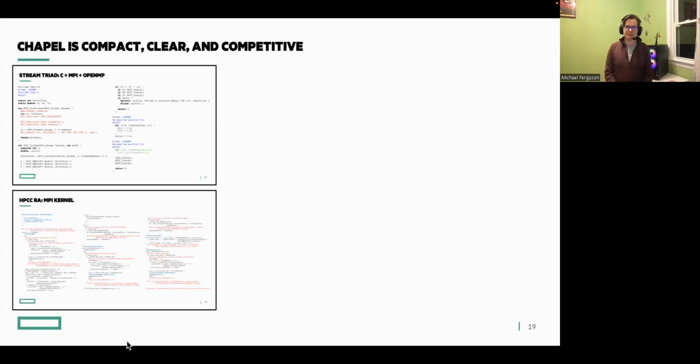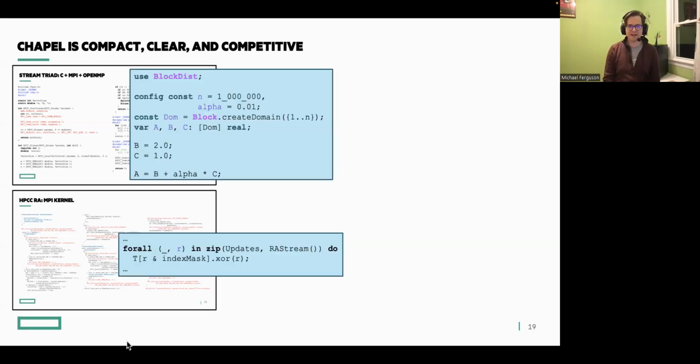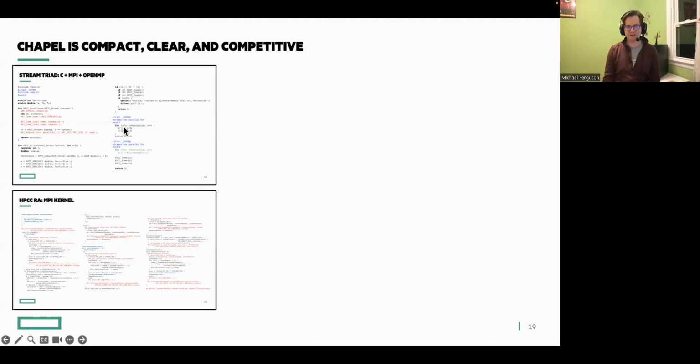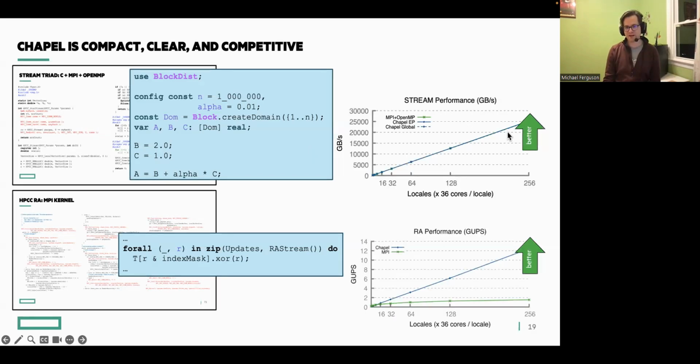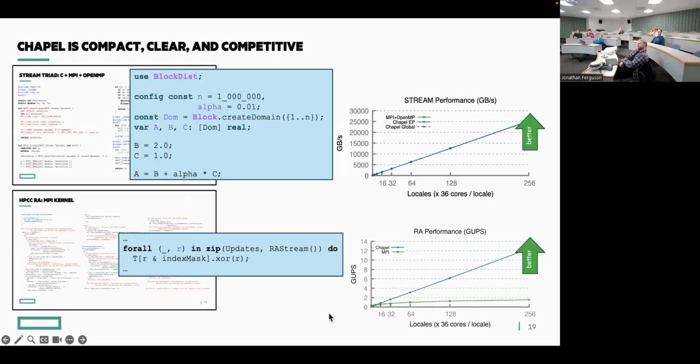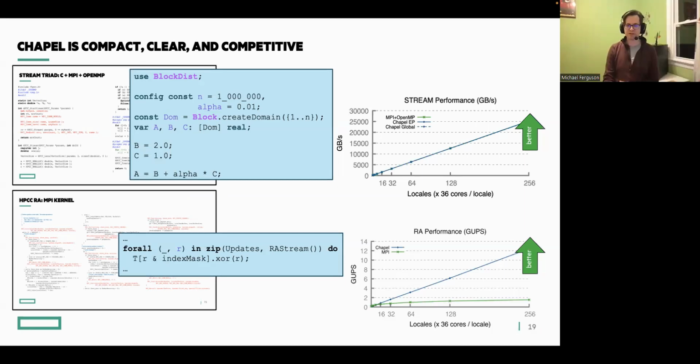So Chapel programs are compact and they're clear and they're competitive. So here I'm showing two different benchmarks written with competing technologies. These are all technologies for distributed memory programming. And then we can write the same benchmarks in Chapel with a lot less work and a lot less code. And these are still distributed memory benchmarks. And then they perform about as well in the top box as the other benchmark in the background. On the bottom, actually, a whole lot better than the more traditional tool.